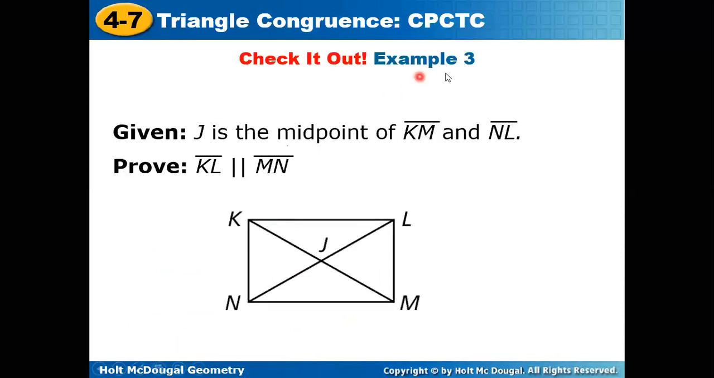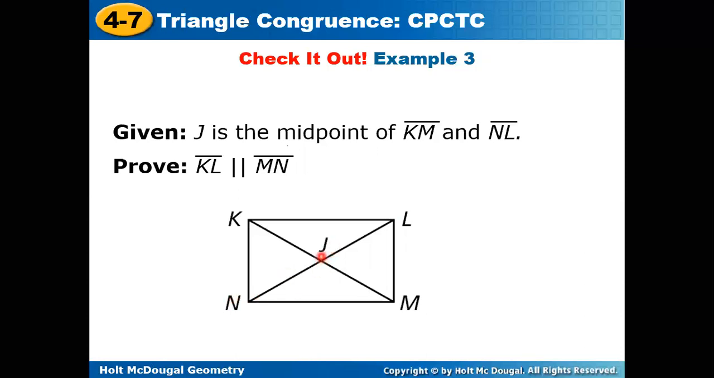Now check it out 3. Now let's check your answers. We have here point J is the midpoint of KM. It means this part KJ is congruent to this part JM. And also this point is the midpoint of LN, so JL is congruent to JN.